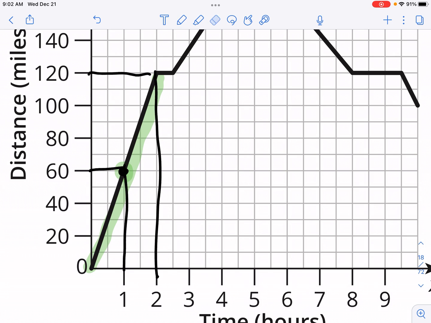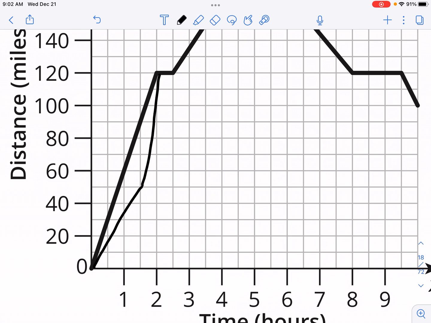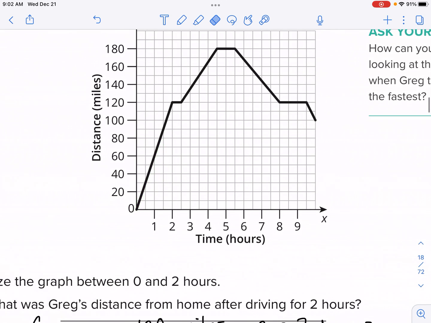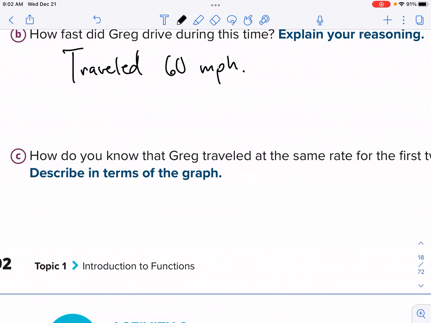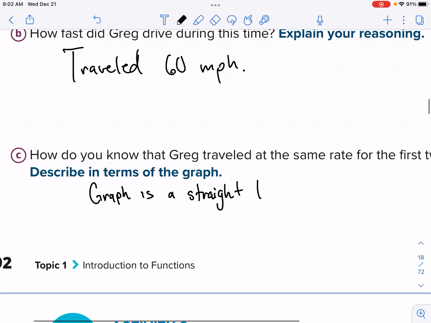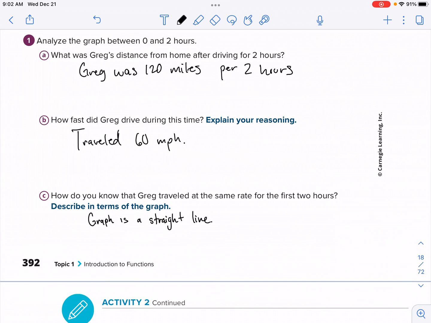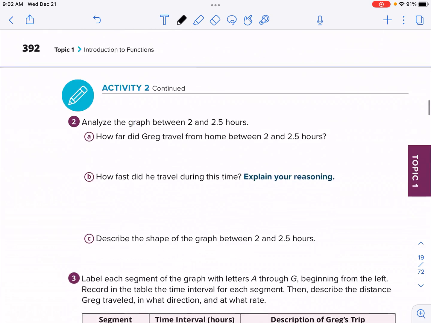Okay. Now with this, let's say Greg could have easily gone like this and then like this. He was driving a certain speed and then went faster. But since it's a straight line, that's what tells us it was constant. We're going to say because the graph is a straight line, at least that part of the graph is a straight line. Okay, we're going to be flipping back and forth, but let's go and move on to page 392.